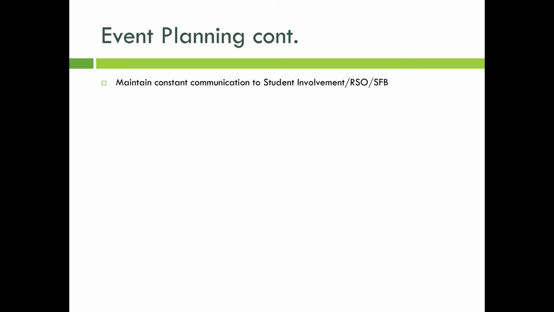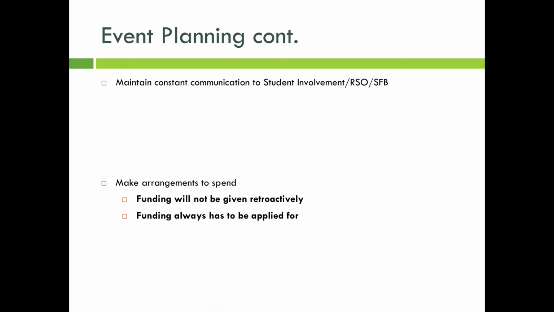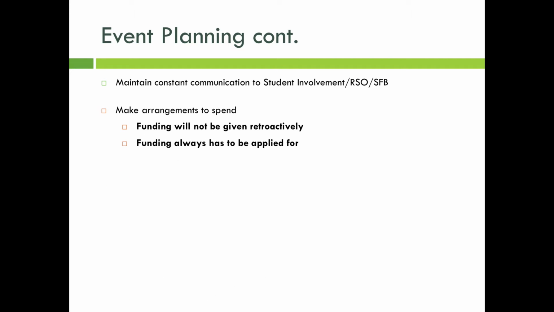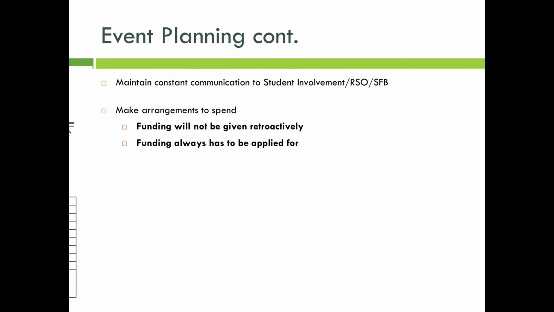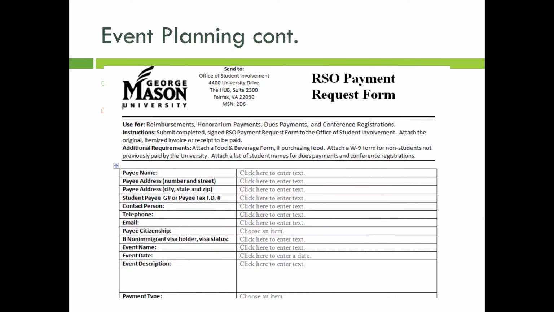Once you've received your funding allocation from the Student Funding Board, you must make arrangements to spend the funding. Funding is not given retroactively if your event has already occurred, and remember that in order to access funding, you must apply for it. The most common forms you'll need to fill out are the Purchase Order Form and the RSO Payment Request Form. The Purchase Order Form can be used for the event for certain vendors, and you must ask to ensure the vendor takes purchase orders. The RSO Payment Request Form is used for reimbursements or for payments to vendors and others.